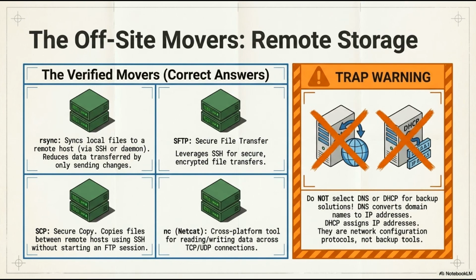The slide lists the verified movers: rsync, SFTP, SCP, and NC, which is Netcat. Disaster recovery absolutely mandates offsite storage. rsync is brilliant here because it uses delta encoding. What's delta encoding? Well, if you have a 10-gigabyte database file and only 1 megabyte of data changed today, rsync communicates securely over an SSH secure shell connection, calculates the exact differences, and only sends that one changed megabyte over the internet. That saves so much bandwidth.